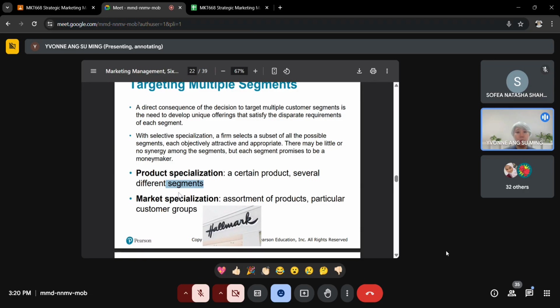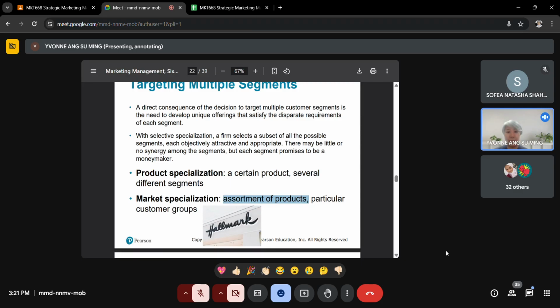Okay, they can also choose to go for market specialization, di mana dia akan target banyak segmen. Okay, dia akan target banyak segmen. Okay, and untuk setiap segmen ni, dia faham yang segmen ni memerlukan benda yang berlainan. They understand that the segments actually require different items. And so they come up with an assortment of products. That means dia ada banyak produk untuk dipilih oleh segmen-segmen yang berbeza.